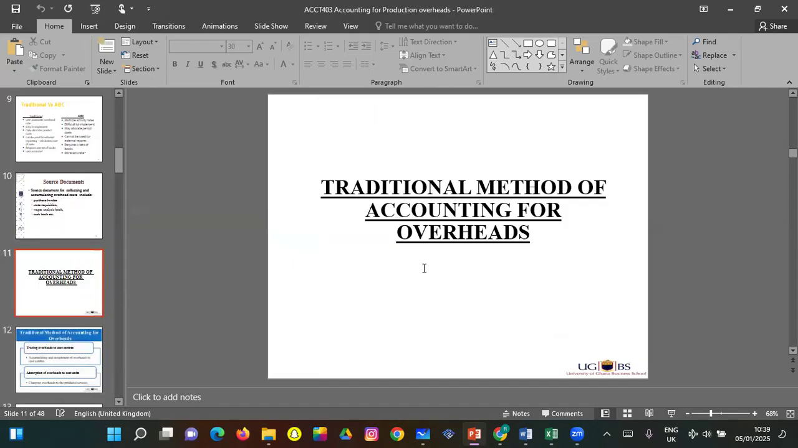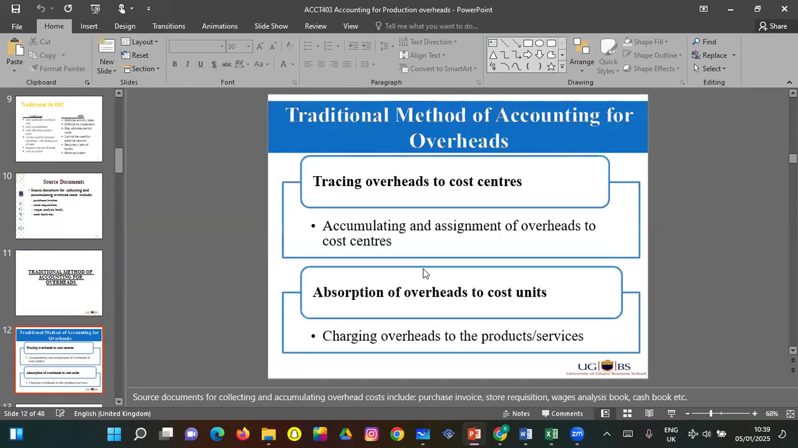So now let's talk about the traditional method of accounting for overheads. The traditional method for accounting for overhead: tracing overhead to cost centers, which is basically the accumulation and assignment of overhead to cost centers. Then absorption, which is charging overhead to product or service.